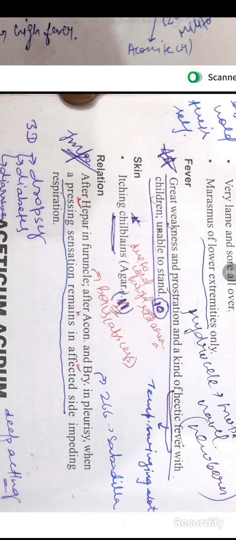And the next point is relation, which is very important. In relation, after hepar, furuncle. What is furuncle? It is boils or abscess. After hepar furuncle, we have to give abrotenum. And after aconite and bryonia in pleurisy, when a pressing sensation remains in the affected site, impeding respiration, we have to give abrotenum.